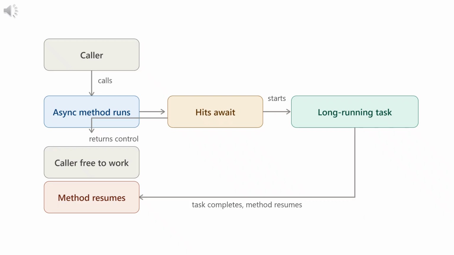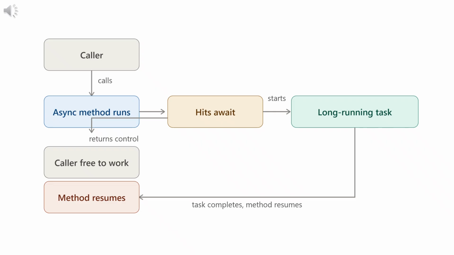This diagram traces the execution flow of an async, await operation in C#, step by step. 1. Caller calls the async method. The flow starts with caller, which calls into the async method runs box. At this point, the method starts executing normally, just like any regular method. 2. Async method runs, right pointing arrow, hits await, right pointing arrow, starts a long-running task. As soon as the code inside the async method reaches an await expression, e.g., await some API call, it triggers the long-running task, like a network call, database query, or file read, to actually start.